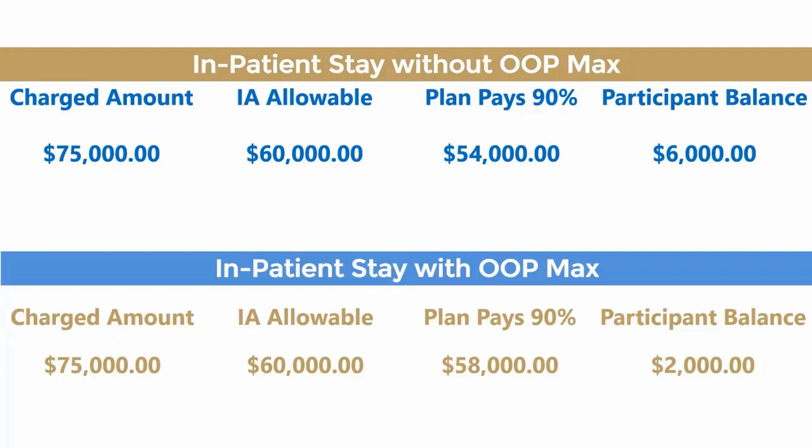The most you can pay as an individual is going to be $2,000. Let's use that same example. The doctor charges $75,000. Independence allows for $60,000. In this case, because we have the out-of-pocket max, you're not going to pay the $6,000. If this were your first claim, you'd pay the $2,000. You would then be considered maxed out for the plan year. So the fund's going to pay the remaining balance on that bill.